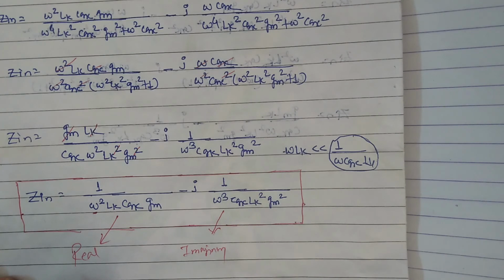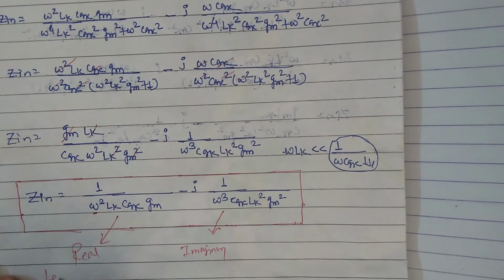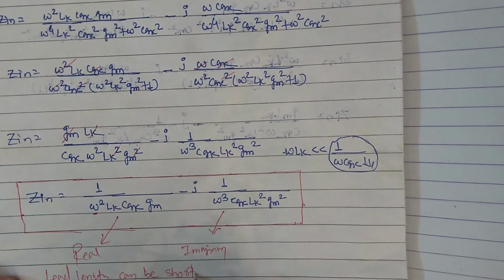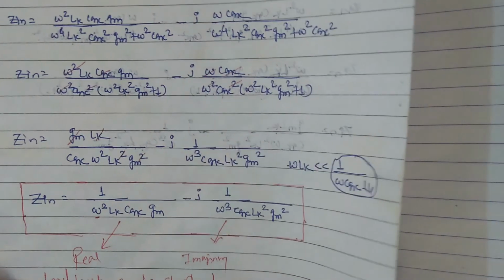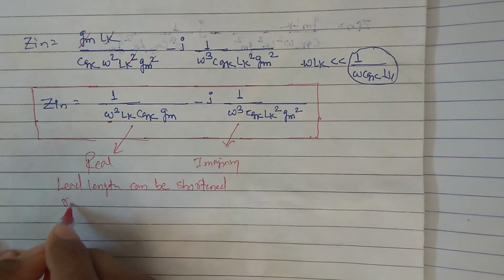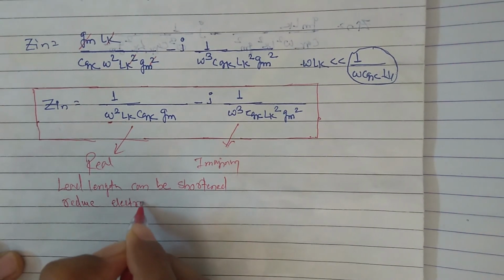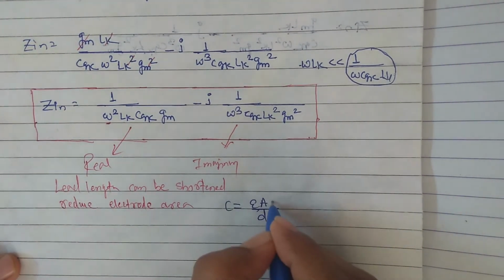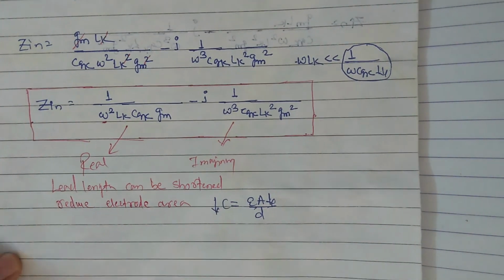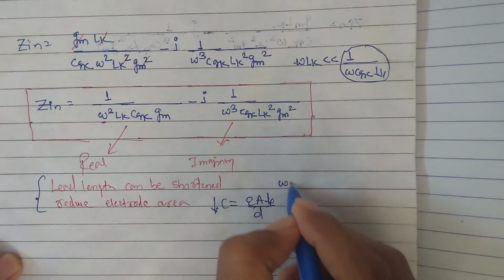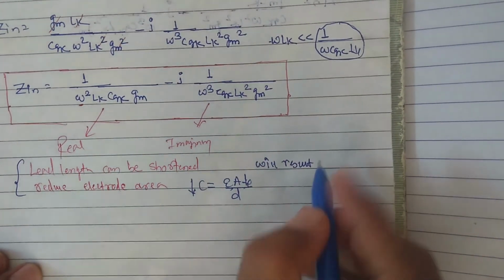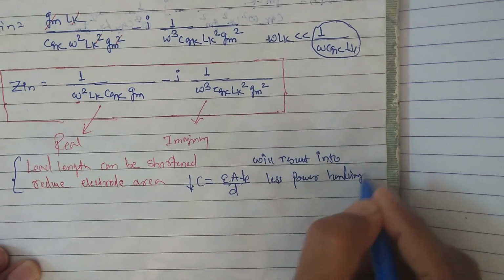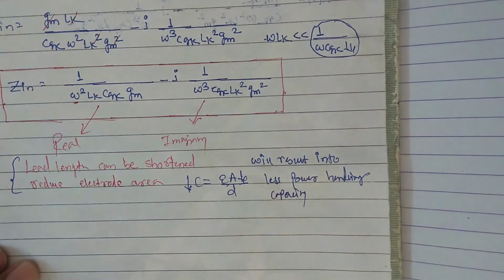That we will discuss related to the lead inductance and interelectrode capacitance. Lead length can be shortened. That is the first thing which we can do to reduce this effect. Lead length can be shortened and we can reduce electrode area. By reducing the electrode area, as we know C is equal to epsilon A upon d, if we reduce this area, capacitance reduces, that is the interelectrode capacitance. But both these solutions will result in less power handling capacity. So that is why these are not the proper solutions to reduce lead inductance and interelectrode capacitance.